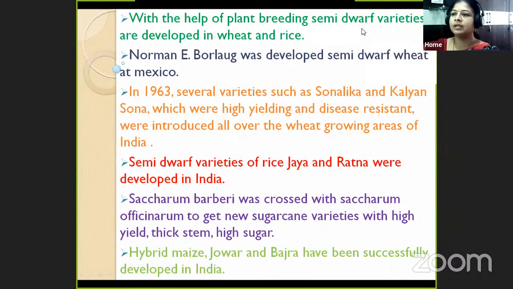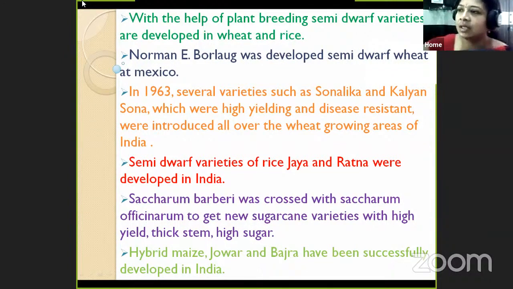With the help of plant breeding, semi-dwarf varieties are developed in wheat and rice. Semi-dwarf varieties means plants that are not tall and not very short, but medium-sized.